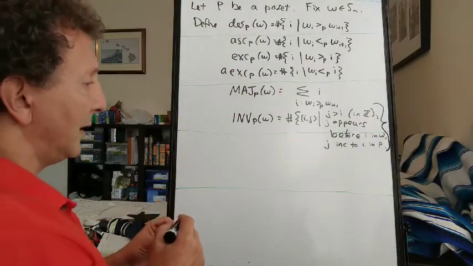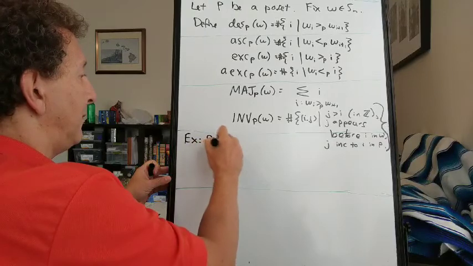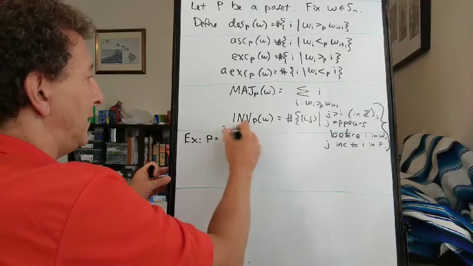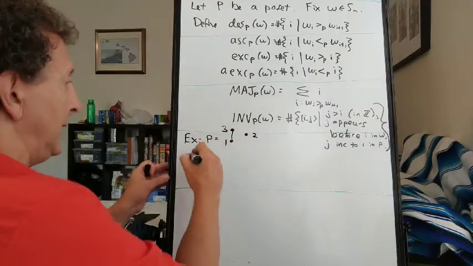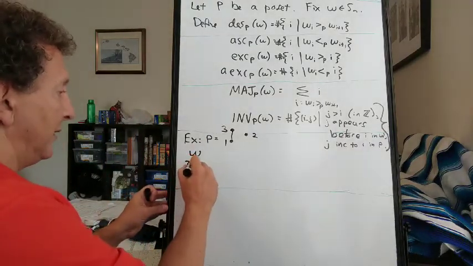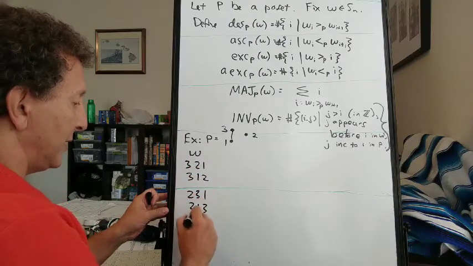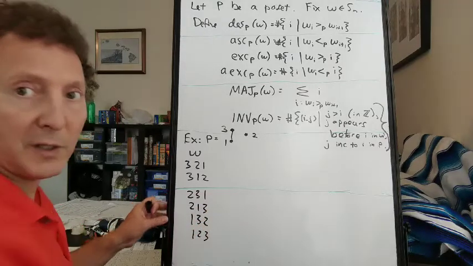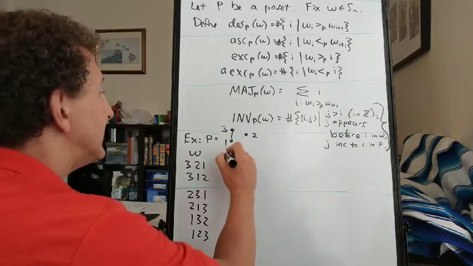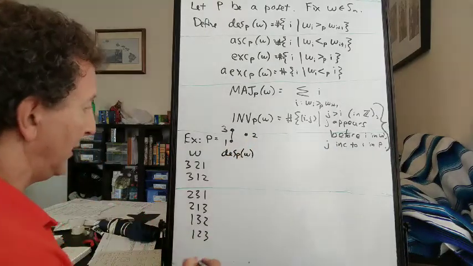So let's do an example with a 3-element poset. Let's write down all 6 permutations of 1, 2, 3: 3 2 1, 3 1 2, 2 3 1, 2 1 3, 1 3 2, 1 2 3. And then let's first do P descents of W. So mark them in there.